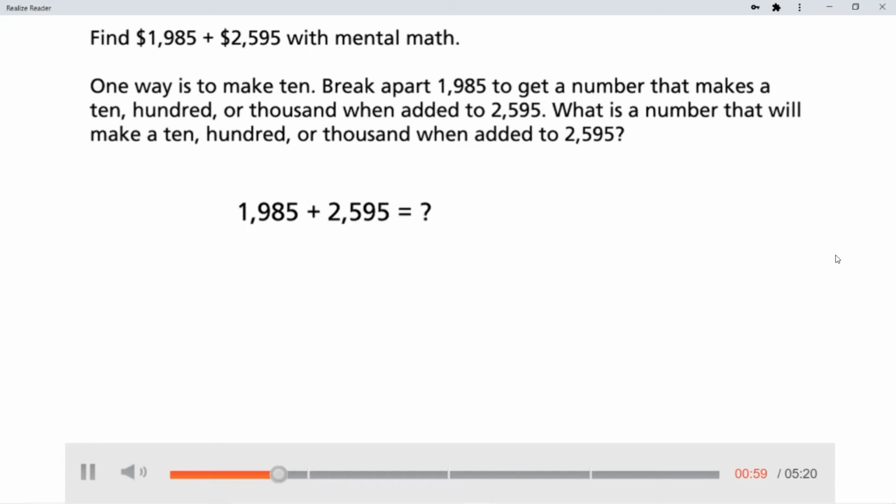Find $1,985 plus $2,595 with mental math. 1,985 plus 2,595 equals. One way is to make 10. Break apart 1,985 to get a number that makes a 10, 100, or 1,000 when added to 2,595. What is a number that will make a 10, 100, or 1,000 when added to 2,595?